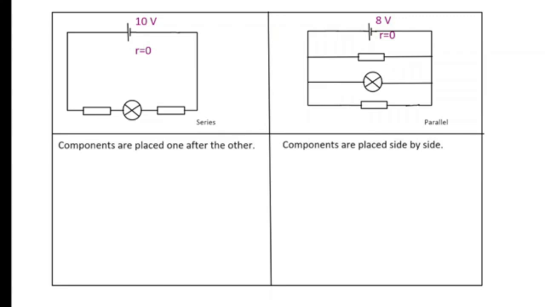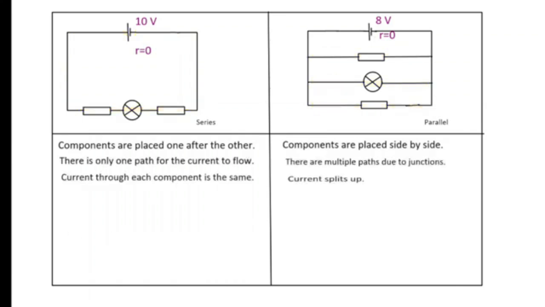Now the easiest way to understand a series circuit from a parallel circuit is that a series circuit has components that are next to each other. So components are placed one after the other. So you can see in this one we have the path like that, and then we have the resistor, then you have a bulb, then you have the next resistor, and like that. Whereas in a parallel circuit they are more side by side on different branches. That is the first difference.